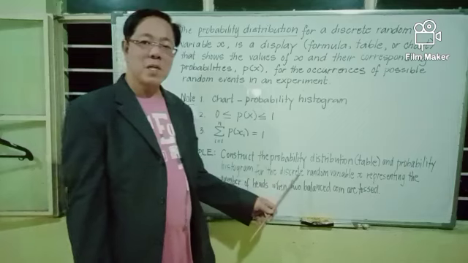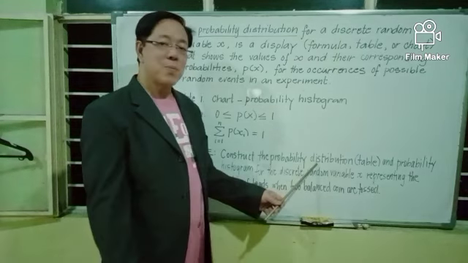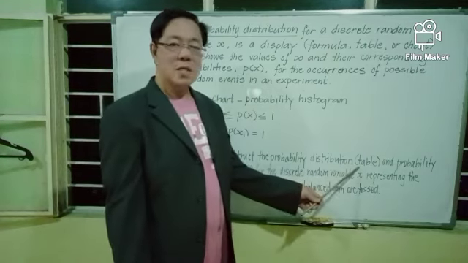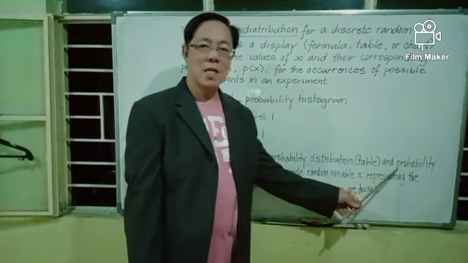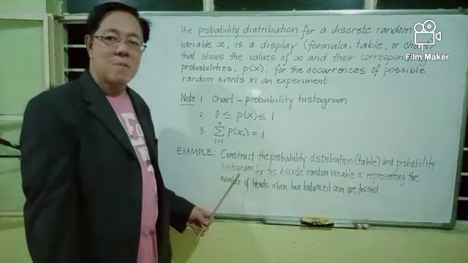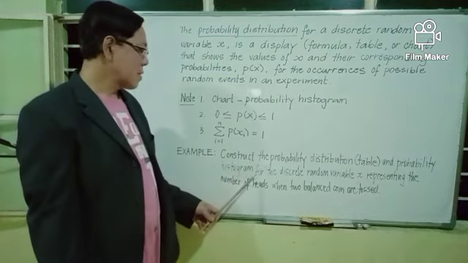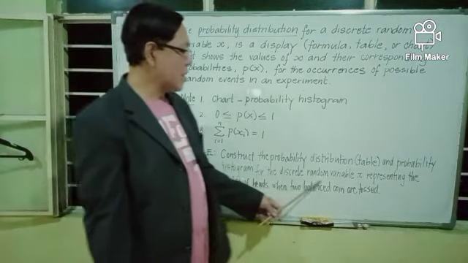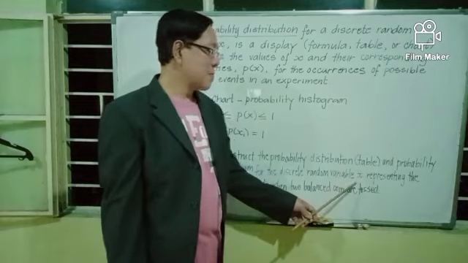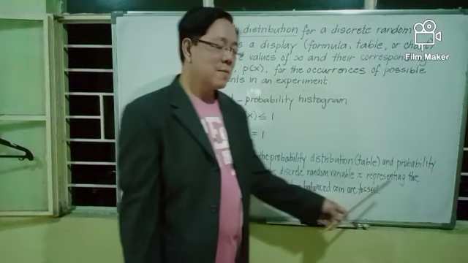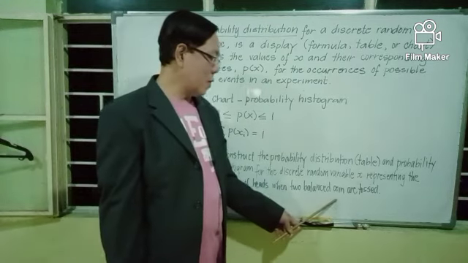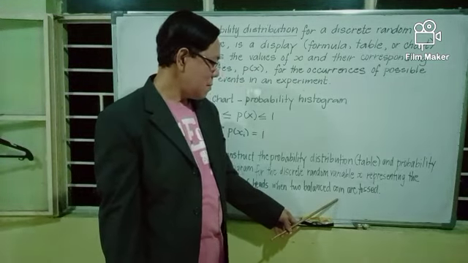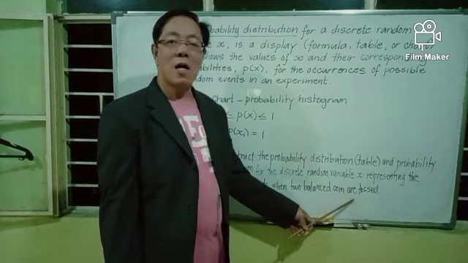Construct the probability distribution, specifically a table, and probability histogram, that is a graph, for the discrete random variable x, representing the number of heads when two balanced coins are tossed.